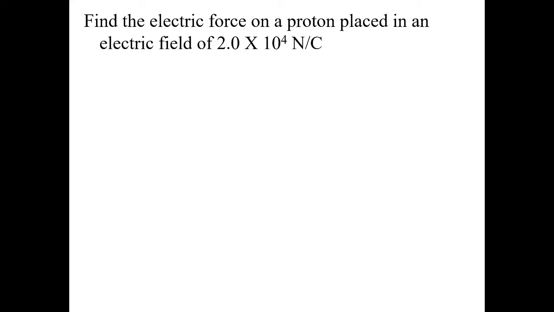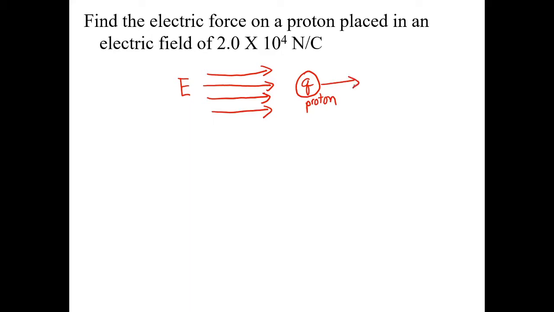So it says, find the electric force on a proton placed in an electric field of 2 times 10 to the 4th newtons per coulomb. So that means the electric field, let's draw it this way. We don't know what's causing it. Maybe it's a wire, maybe it's another point charge. And we have a little test charge, Q. That's going to be a proton. We'll assume that the proton wants to move in that direction, in the same direction as the arrows.